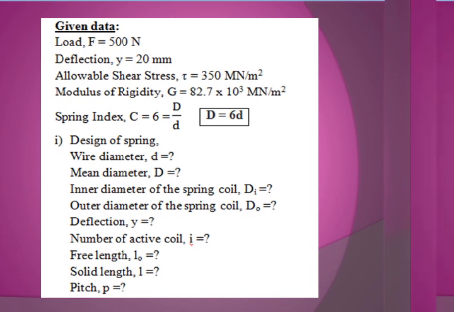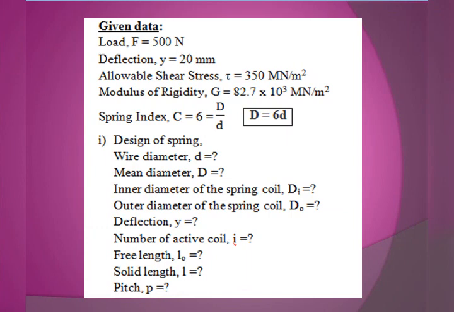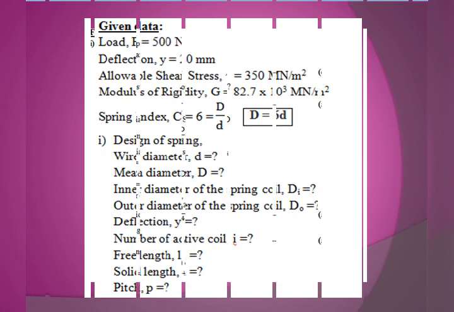Now here the question is asked design of spring. So various unknowns we need to find, such as wire diameter small letter d is equal to question mark, mean diameter capital D is equal to question mark, inner diameter of the spring coil capital D I is equal to question mark, outer dia of the spring coil D naught is equal to question mark, deflection y is equal to question mark, that anyhow he has given. Number of active coil i is equal to question mark, free length L naught is equal to question mark, solid length L is equal to question mark, and pitch P is equal to question mark. These are all the various unknowns we need to find.